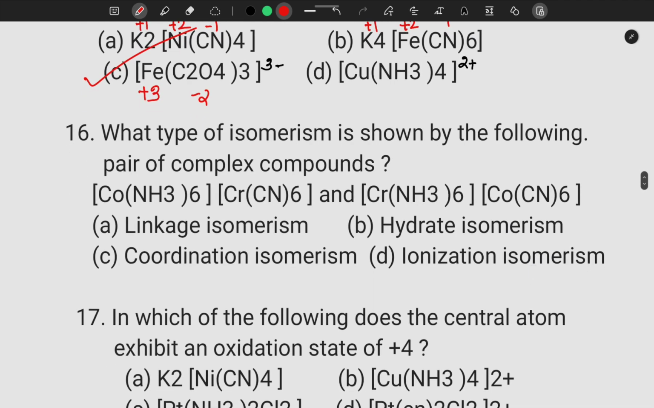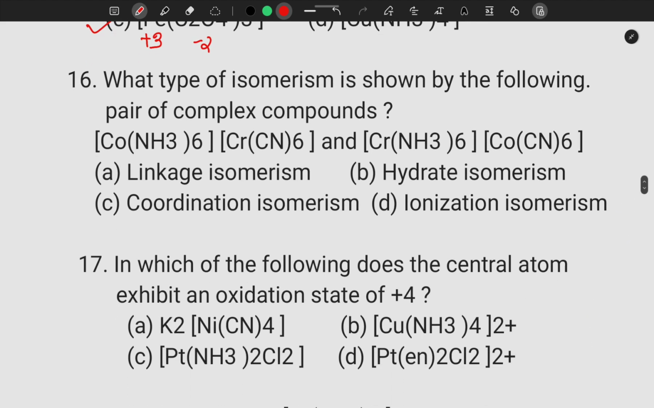What type of isomerism is shown by the following pair of complex compounds? Here in [Cu(NH3)6], the coordination number is 6, and the second complex also has the same coordination number. And we can see the metal gets exchanged. So this type of isomerism is known as coordination isomerism.